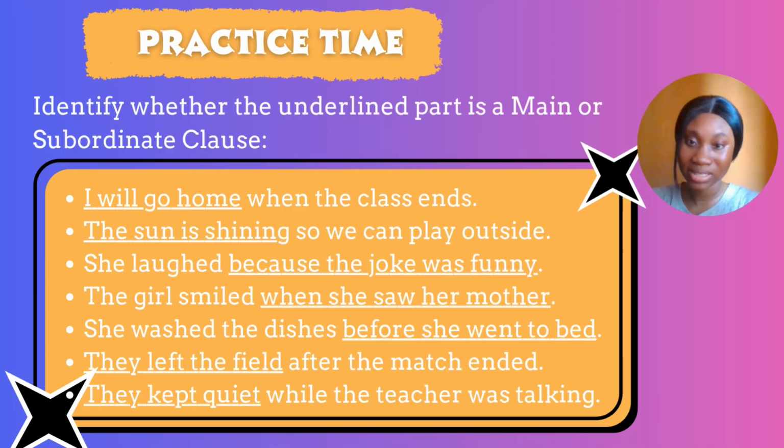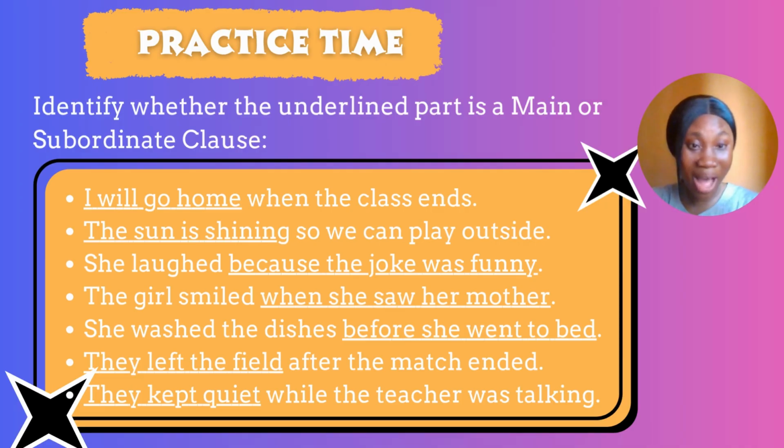So look at your practice time. I will go home when the class ends. I want you to identify the underlined part. Is that a main clause or subordinate clause? I underlined I will go home. Is it a main clause? Is it a subordinate clause? The sun is shining. Main clause or subordinate clause? She laughed because the joke was funny. Because the joke was funny, is it a subordinate clause or a main clause?